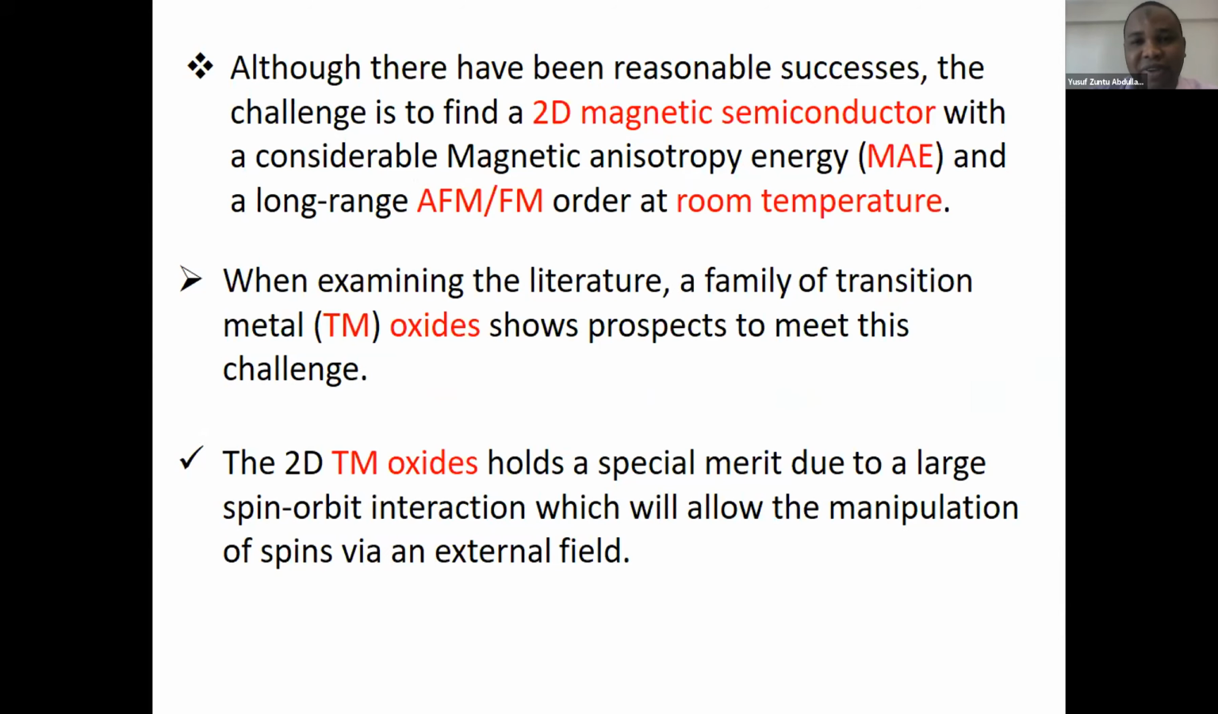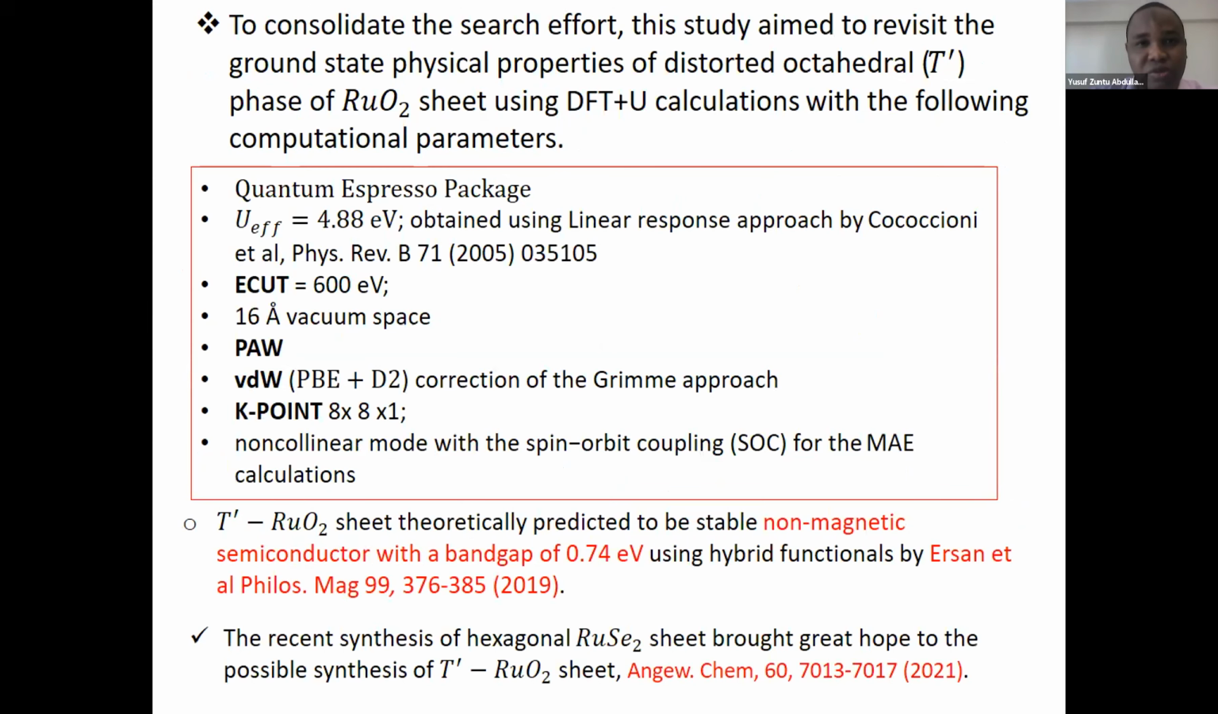I believe with the emergence of the family of transition metal oxides, this challenge can be addressed, because these transition metals come with a lot of exotic properties, one of which is large spin orbit coupling, among others. This large spin orbit coupling will permit manipulation of spins via an external electric field. So this study tries to revisit one of the studies that has been done, which was found to be a non-magnetic semiconductor using hybrid functionals by Irshan, and it was published.